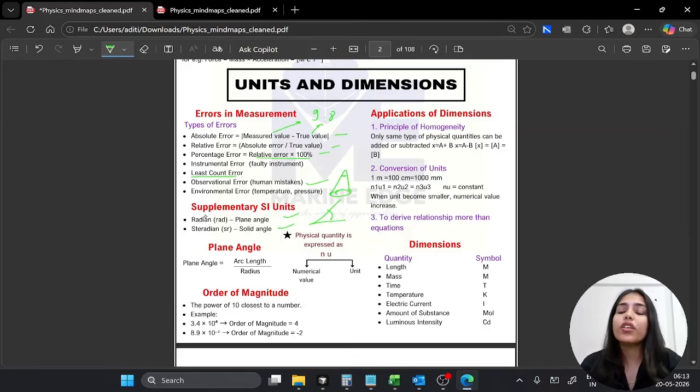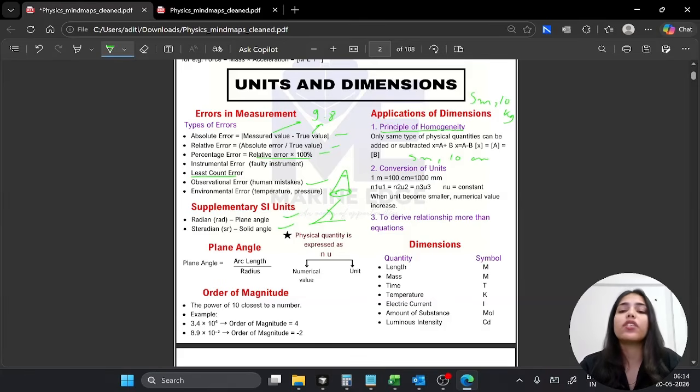Now, what are the applications of having dimensions? Dimensions follow the principle of homogeneity. What does that mean? We can only add quantities that have a similar or equal SI unit. So for example, you cannot add 5 meter and 10 centimeter, or you cannot add 5 meters and 10 kgs. Okay. Now moving forward, we have conversion of units.